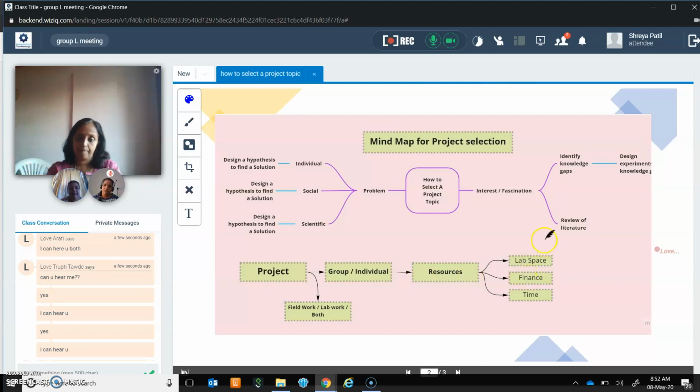So do they have enough lab space, do they have enough finance, or where can they get finance, whether it will be a self-financed project or there are some grants that can help them. And of course the time, because it is a project for internal evaluation, they have to complete it within the semester. So these are also the points they have to consider for selecting the project topic.